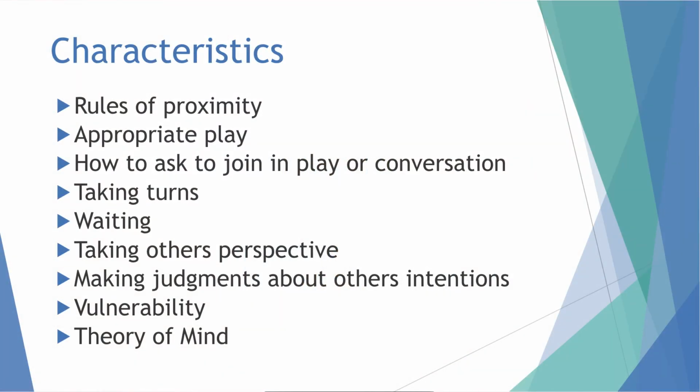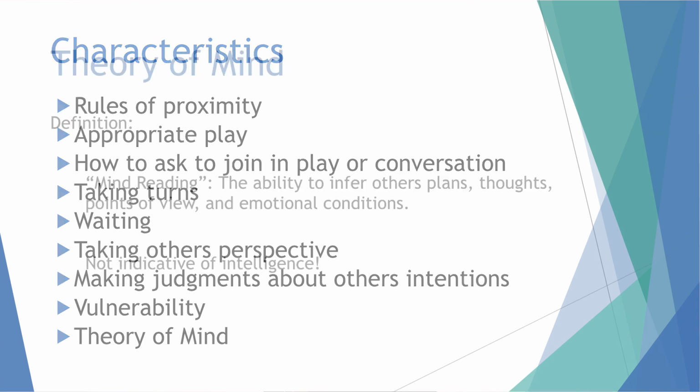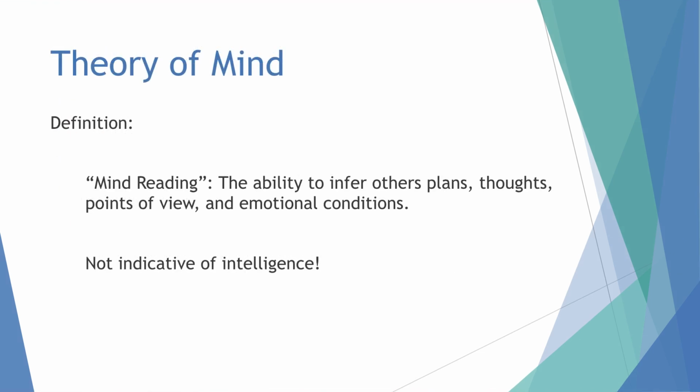Also, something called theory of mind. This is a very interesting component to me because this can sometimes differentiate autism from other developmental disabilities. So the definition of theory of mind has to do with mind reading, or the ability to infer others' plans, thoughts, points of view, or emotional conditions. Now, this is not indicative of intelligence. Kids can struggle with theory of mind and still have an average to above average IQ. But theory of mind, again, has to do with mind reading.